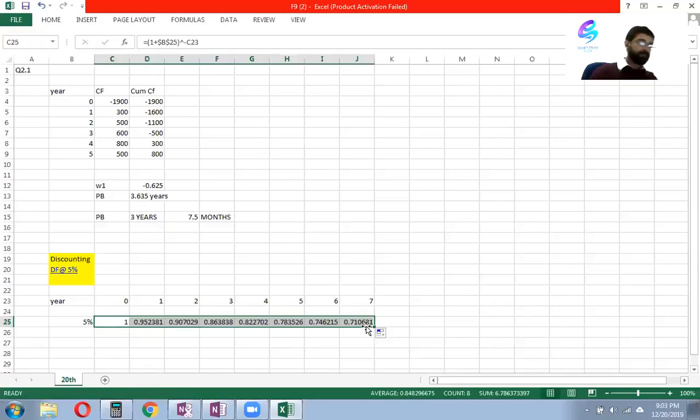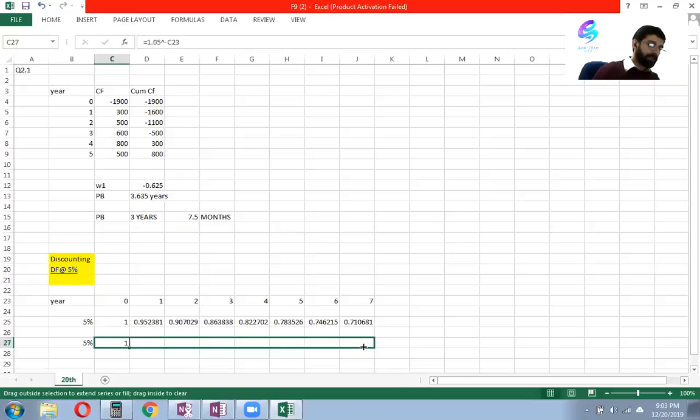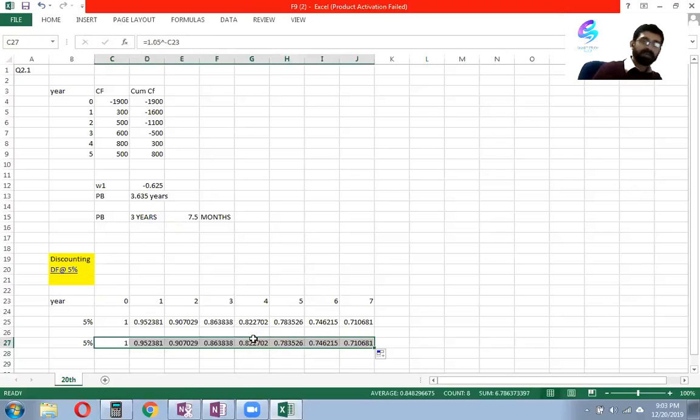If you don't want to press F4, then what you can do is, if you have 5% here, rather than linking it, you can say equal to 1.05, which is 1 plus 5%, raised to the power minus 0. And that will be enough, if you don't want to link it. So it will be 1.05 raised to the power minus 0, and then drag it and apply it on the rest of the cells. Can you see? These are the exact values that you're going to get in your table also.